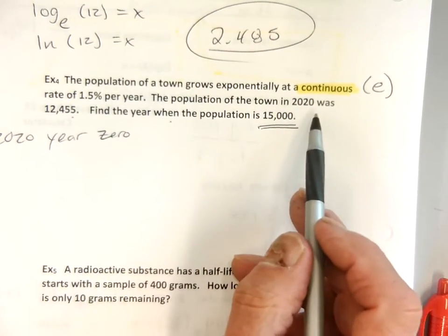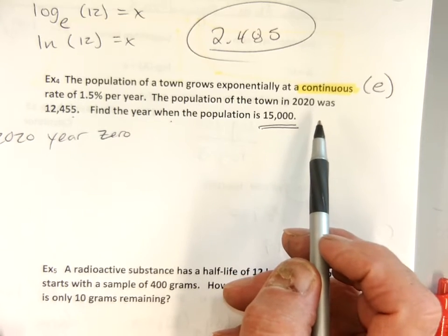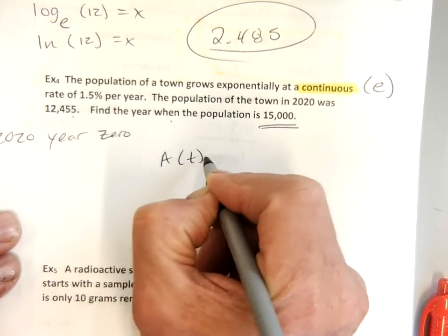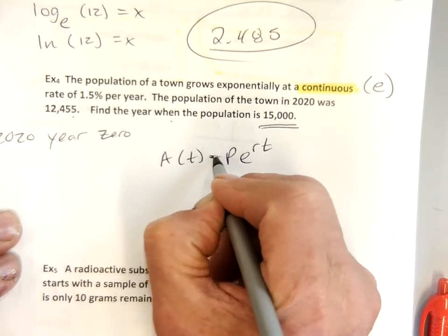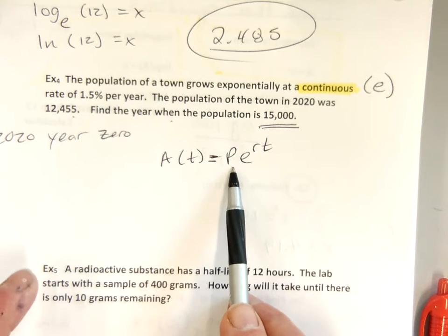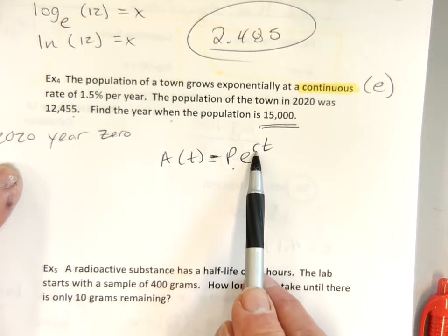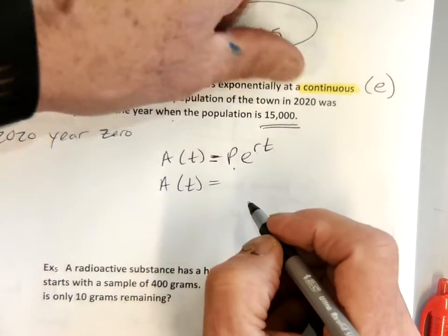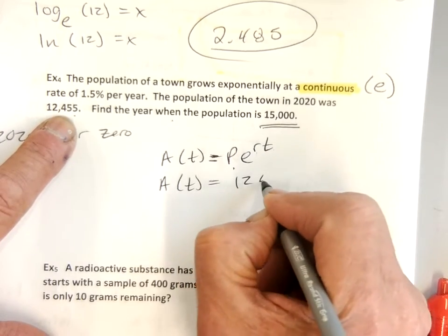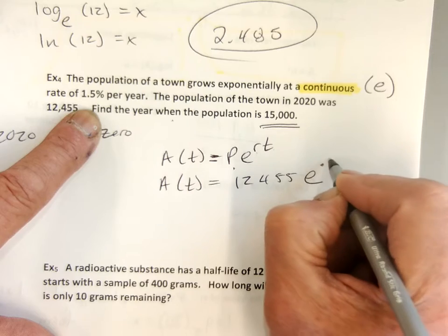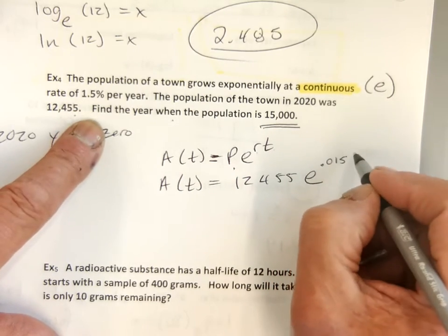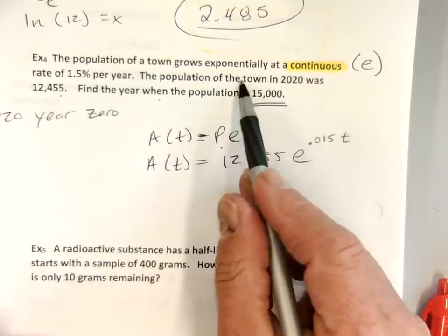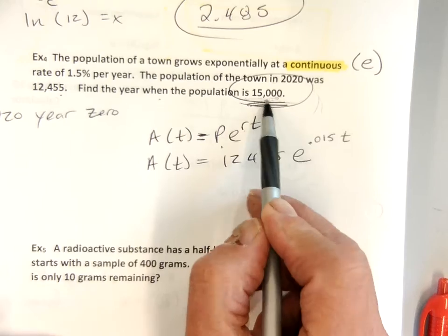I don't want to use year 2020 as the actual year because I have no clue what the population was in year zero, right? The very first Christmas, right? So here's my formula. A of t is equal to P e to the rt. Okay, I called it the pert formula, but it really is beginning amount, and then your rate, and then your time, okay? So we'll go A of t is equal to 12,455 e to the 0.015 and to the t power, right? But the t power, we don't know yet, right? This is exactly what we wanted to get to. How many years? Solve for t.